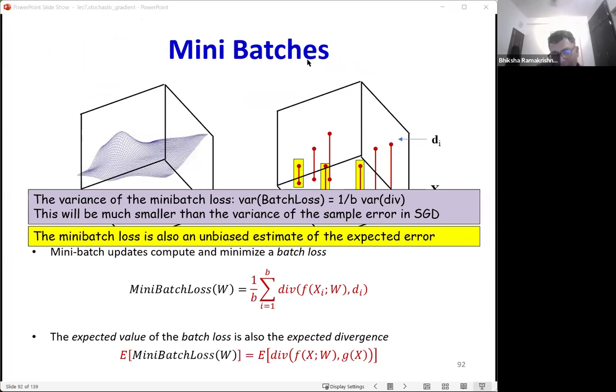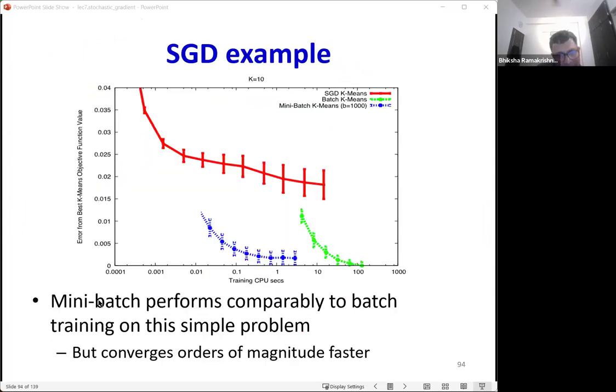Right. And so this is what we will do. If you look at how mini batch updates work in this example, you find that mini batch updates have only slightly greater variance than batch updates. They converge as fast as stochastic gradient, and the error they achieve is comparable to what you would get with batch updates. So mini batch performs well.